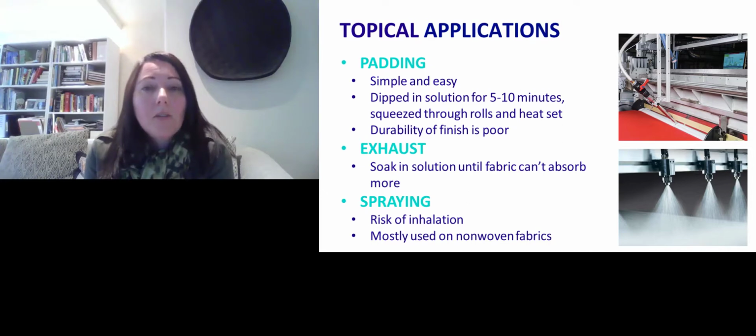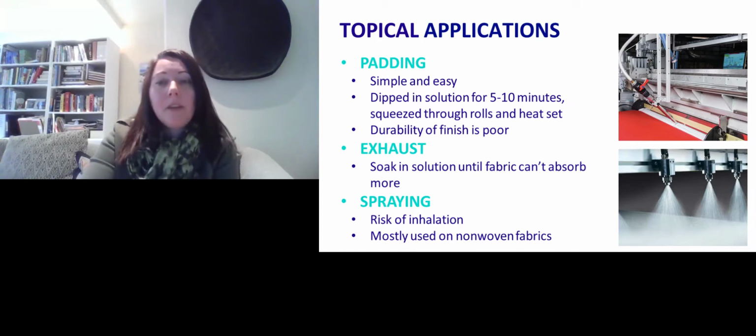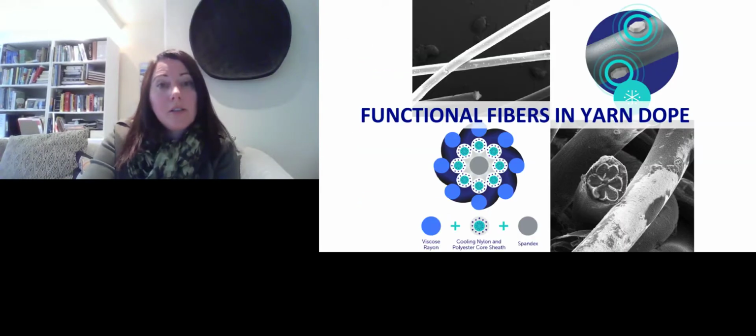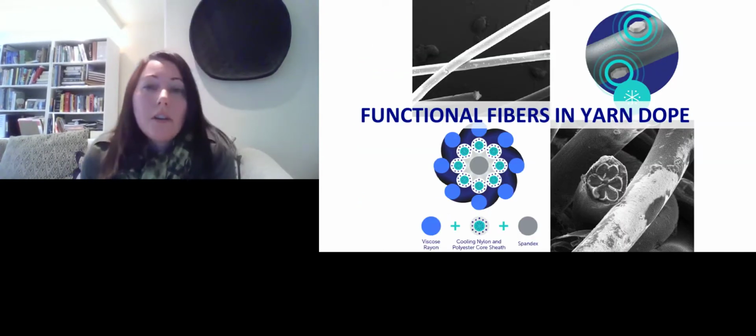And also, you can only impregnate the fabric to a certain point. It can't absorb any more after that. Then if you're using a topical spray, you also have a risk of inhalation and other environmental concerns. So this is, of course, the fastest way to apply a topical agent, but it's not the best long-term solution. The best, longest lasting solution is to build those agents into the yarn dope.